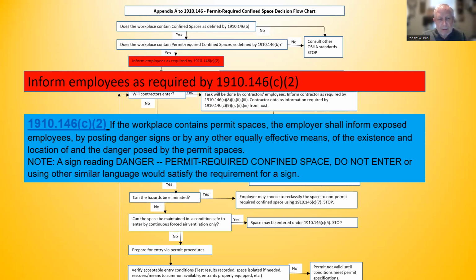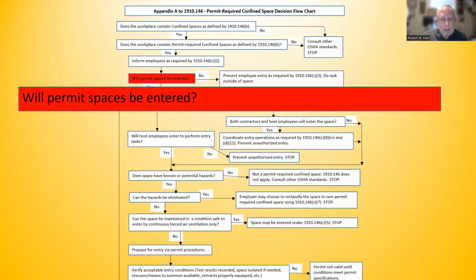So now you've determined there are confined spaces, permit required confined spaces, but now you've got to let people know by posting signs or any of those means. You've got to let them know you have them and they're dangerous, okay? Now, the next question is, will permit spaces be entered?